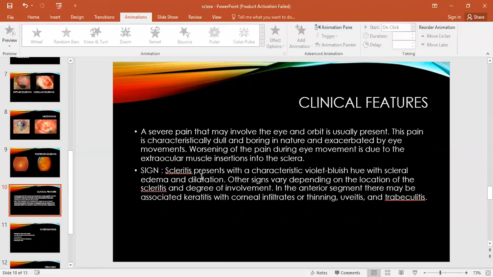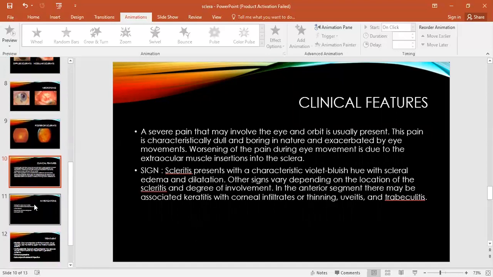Now I come to the signs. Scleritis presents with a characteristic violet bluish color. When we examine the sclera, we see a violet bluish color with scleral edema and dilation. Other signs depend on the scleritis location and the degree of involvement. In the anterior segment, there may be associated keratitis with corneal infiltrates or thinning, uveitis and trabeculitis.